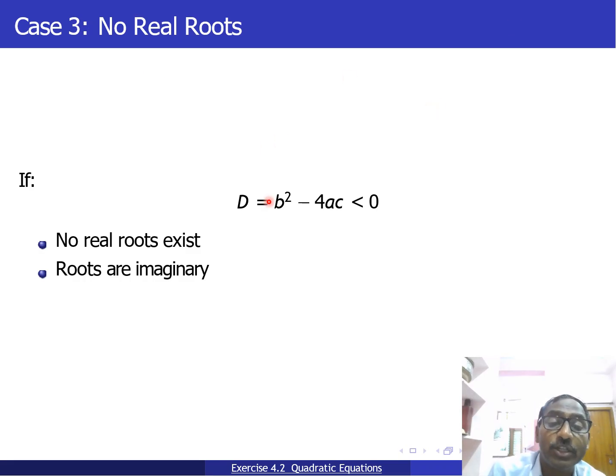So no real roots. When we say the expression does not have any root, first we find b square minus 4ac. If it is less than 0, no real roots exist. Roots are imaginary.